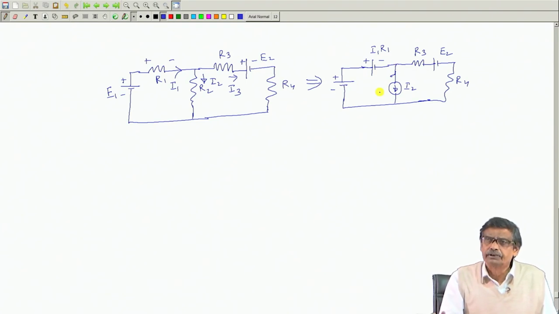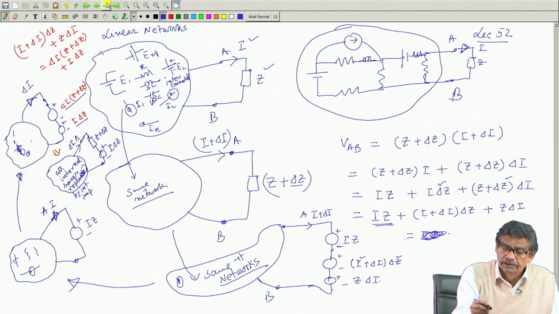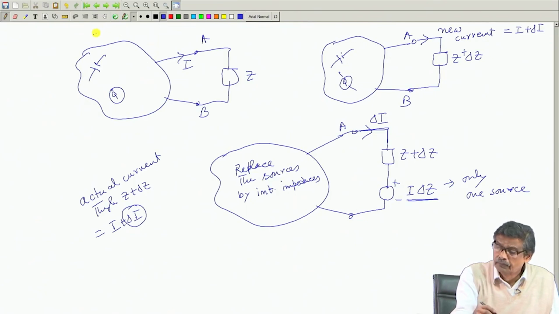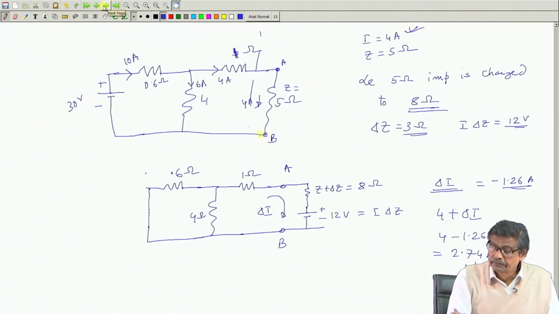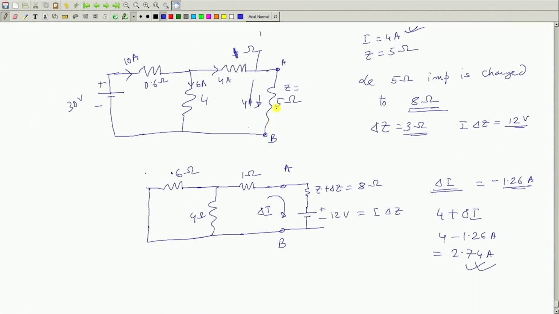This is called the substitution theorem, and we applied this to solve this kind of problem. When there is a network, for example this network, last time we solved it. If you have solved this network by some means, and you know this current, then I say only this impedance I change to some other value, say 8 ohm. Then should I once again resolve this whole network with all the sources present?